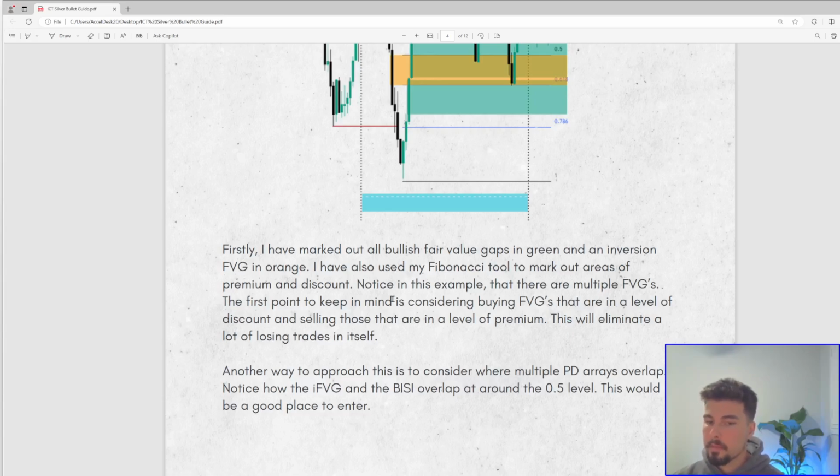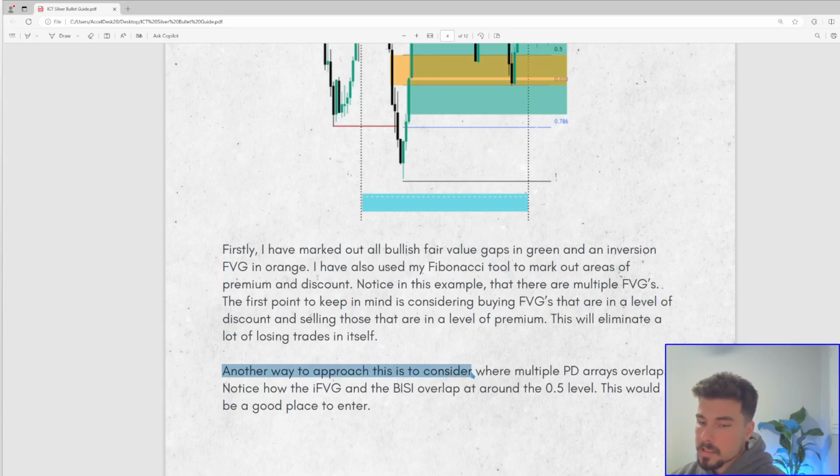And the first point to keep in mind is that fair value gaps are good to buy in a level of discount, sell in a level of premium, buy in a level of discount. This will actually eliminate a lot of losing trades. Yes, you might miss out on trades, but you're going to eliminate a lot of silly trades by doing this.